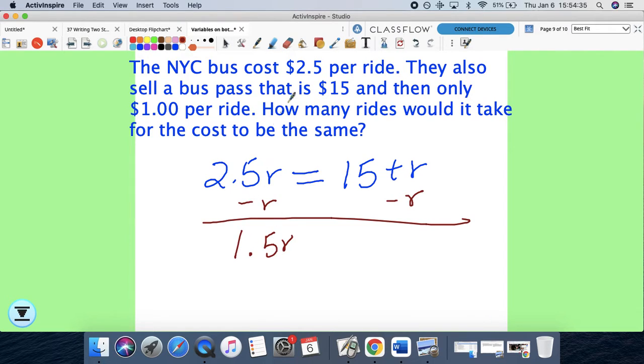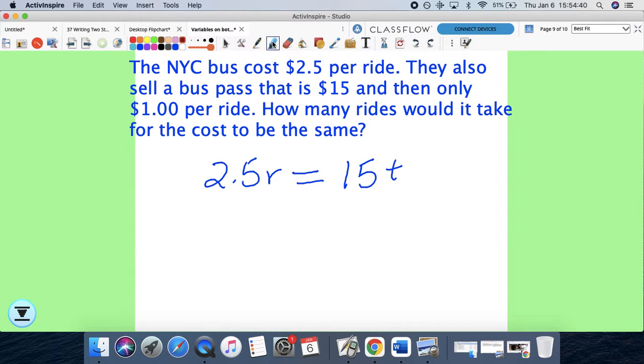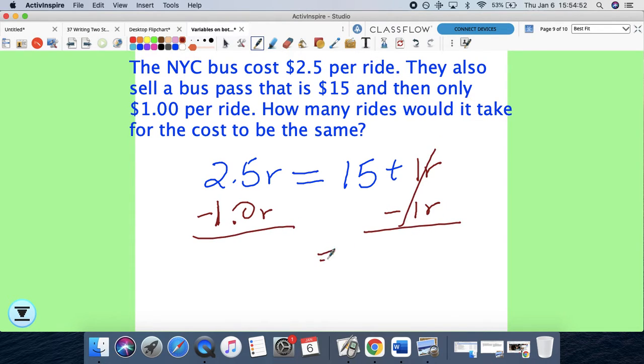Remember, for this particular case, I'm going to write 1R, and you'll see why. So minus 1R, and here minus 1R. It's easier for you to see what happens when 2.5 is subtracted by R. So I'll even put a 0 here. These two go away. I get 15. And over here, 2.5R minus 1R is 1.5. Divide both sides by 1.5.